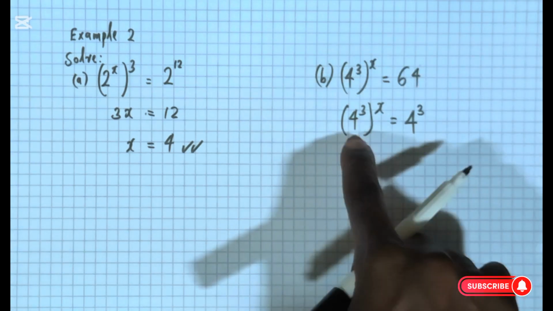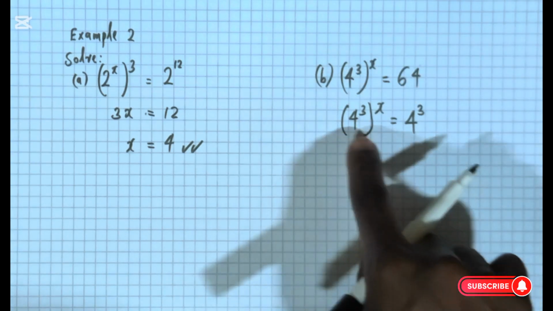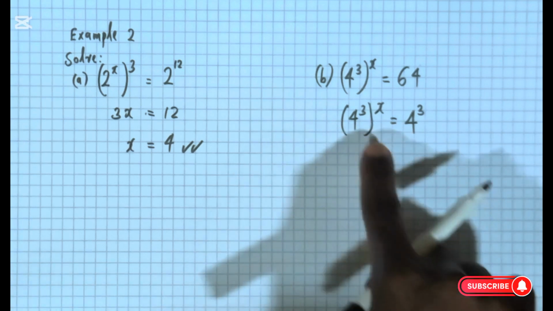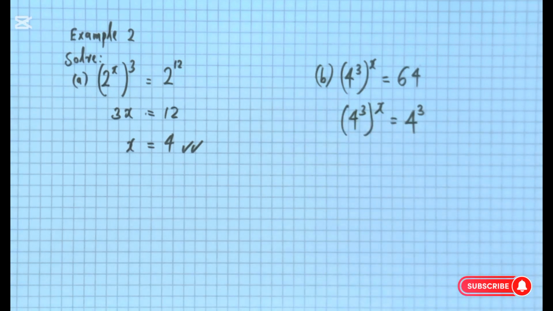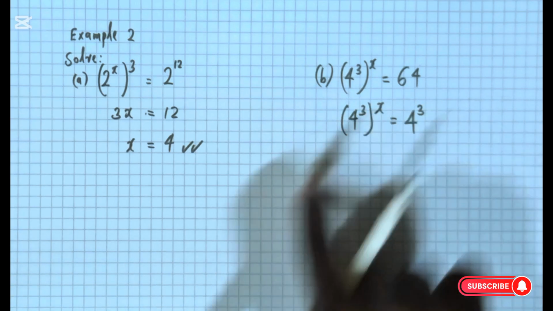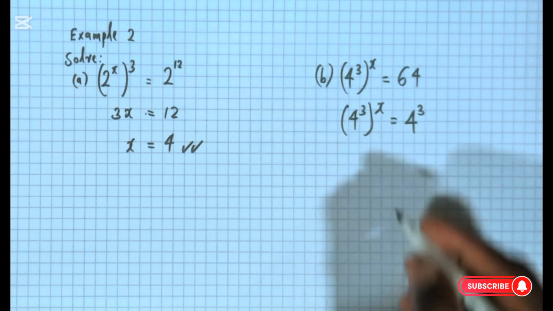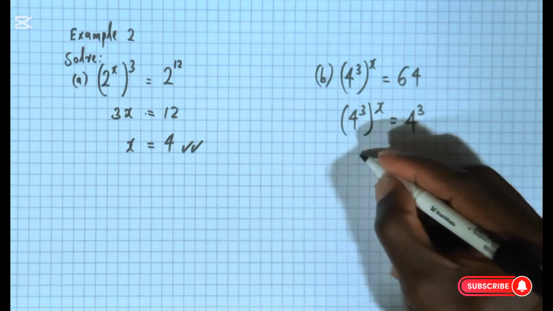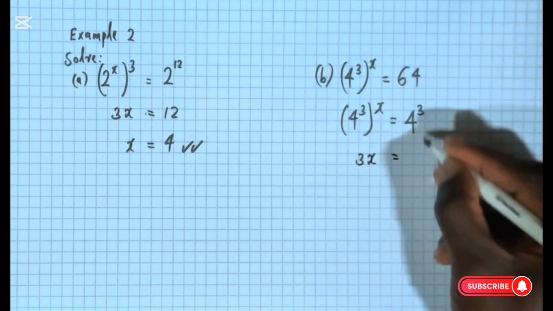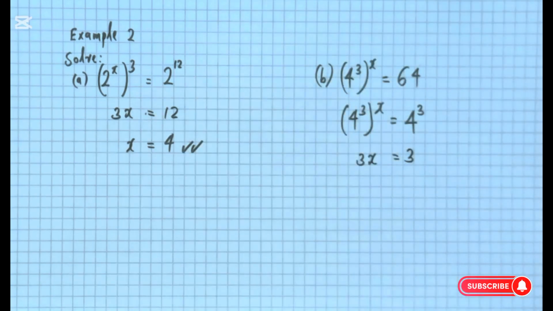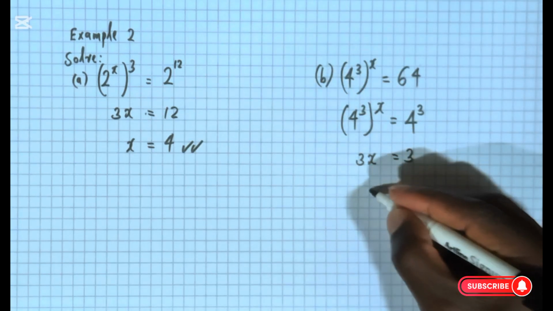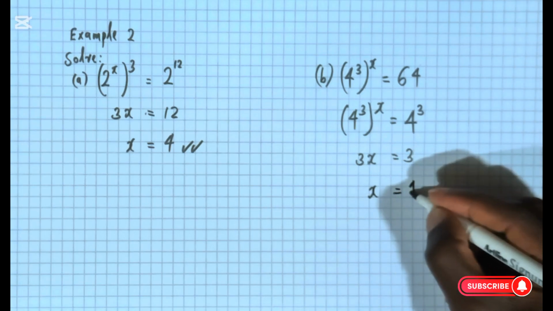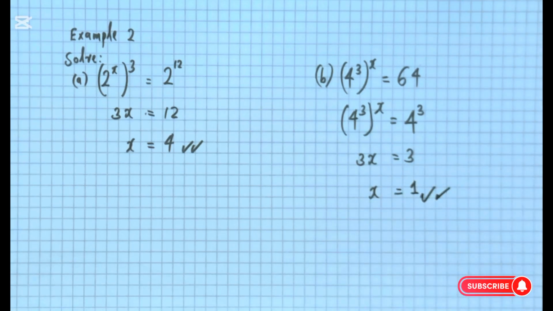Now that we have our bases looking the way we want them to be, they are all common, they are all made of 4. So we are going to use the power rule to solve for the value of x in this particular problem. We have to multiply 3 by x, and that's going to be 3x being equal to 3. For us to find the value of x, we're going to divide the left and the right hand side by 3, and so you will notice that the value of x will actually be 1.